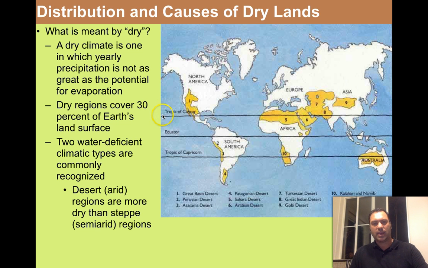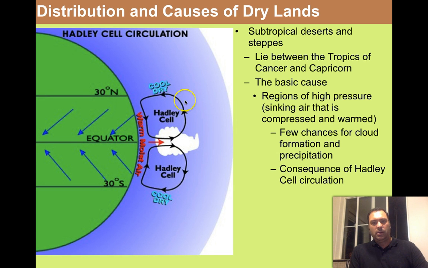Notice that the Tropic of Cancer and the Tropic of Capricorn are located at these two positions here, and the deserts seem to be clustered along these lines. Okay, there's exceptions to this rule, but for the most part, we find them clustered right here. We don't find them here in the middle, at least not much. We don't find them here along the equator all that much. Okay, just keep that in mind, right? So the basic cause, or the way that we think of this, is that there are regions of high pressure, sinking air that is compressed and warmed.